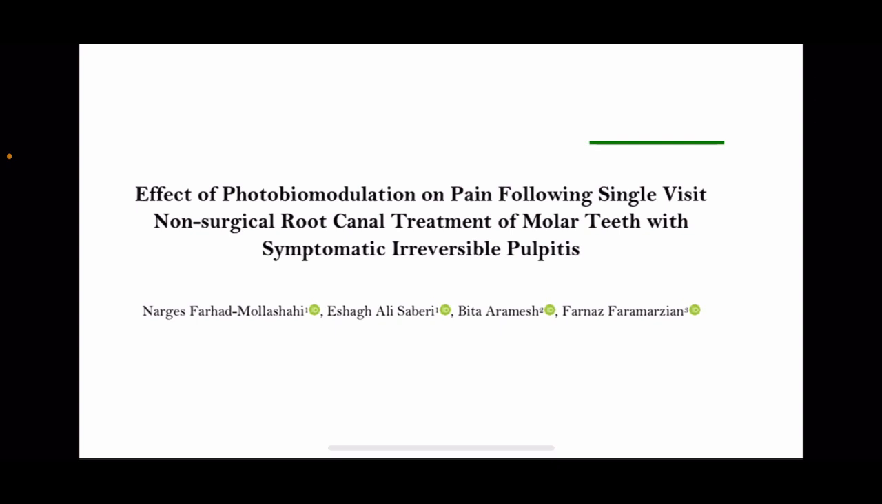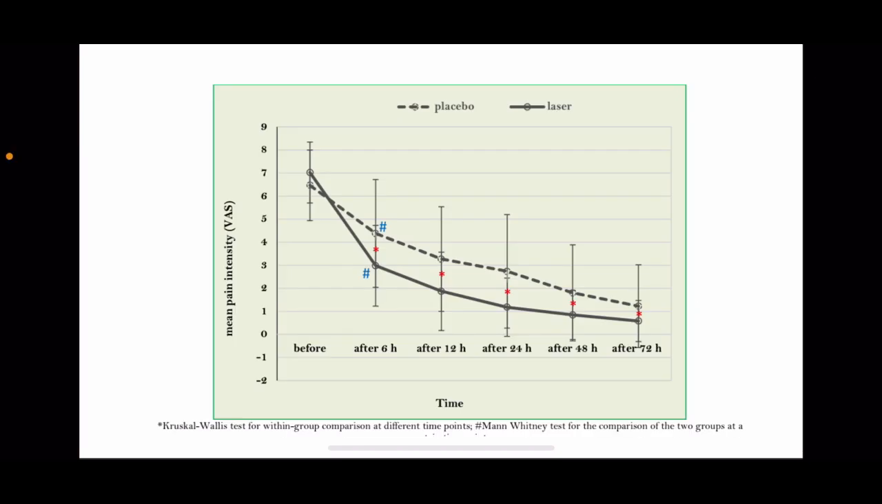For the placebo group, the fiber tip of the laser was positioned over the buccal and lingual surface of the tooth at the level of the apex, but no irradiation was performed. The patients reported the level of pain experienced at 6, 12, 24, 48, and 72 hours post-operatively using a visual analog scale, and then data were analyzed.